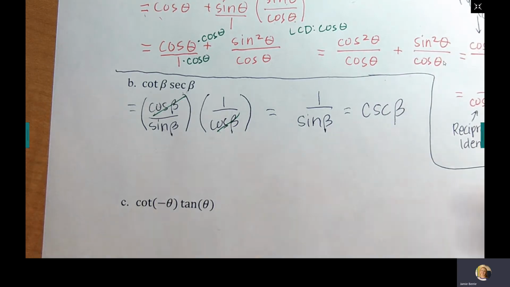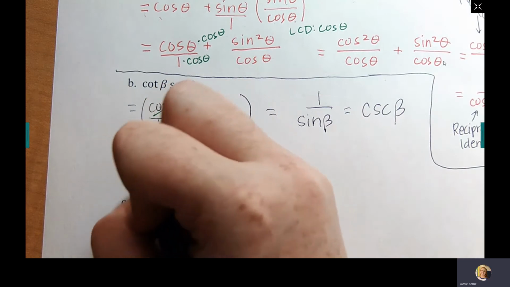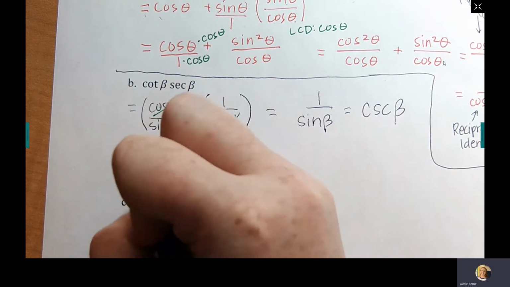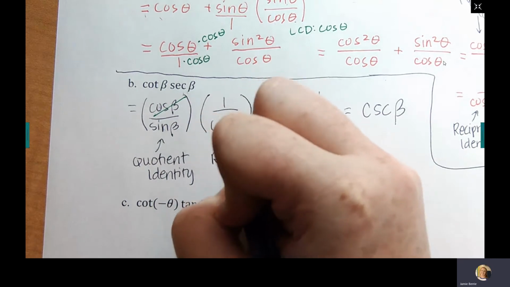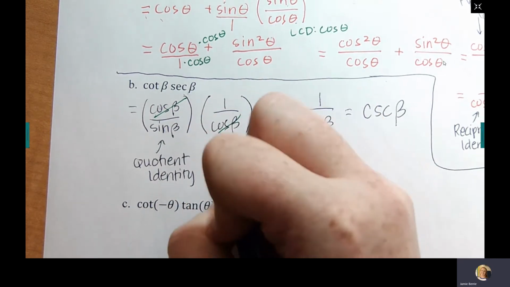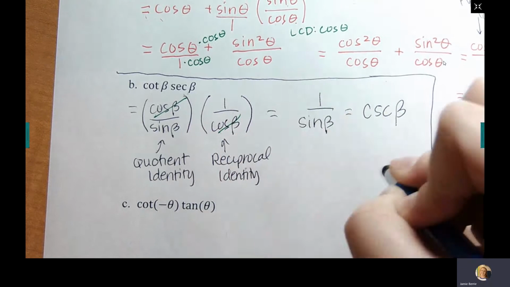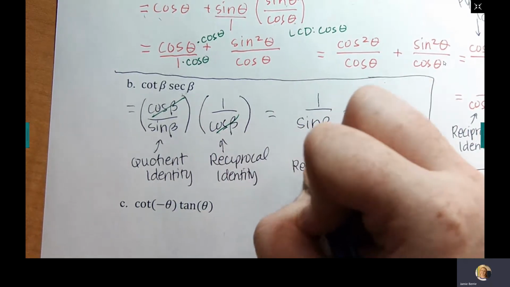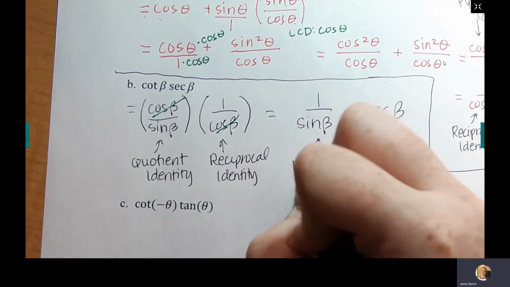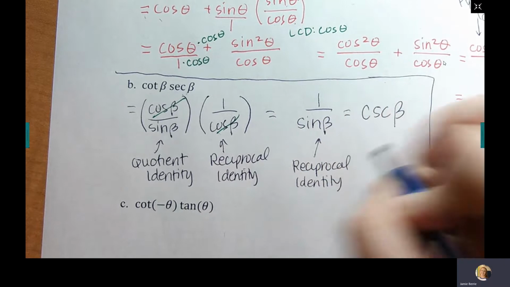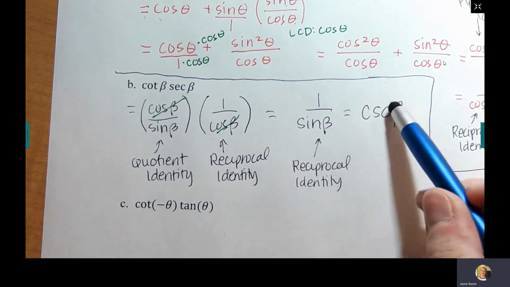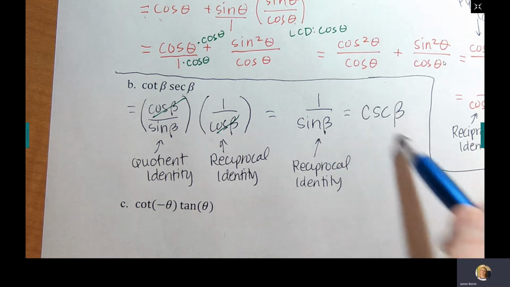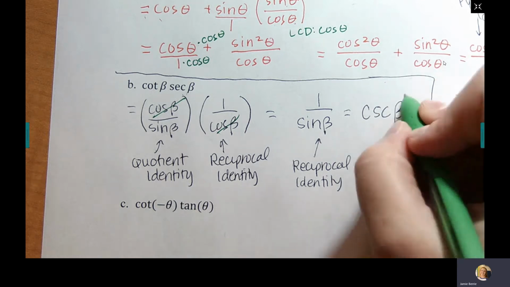So I used this right here. This was a quotient identity. This was a reciprocal identity. And then I used another reciprocal identity. And like I said, it doesn't get any more simple than this. This is just a single trig function. There's no exponents. There's nothing crazy going on with my angle. So I know I'm done.